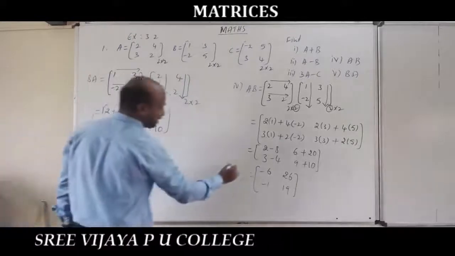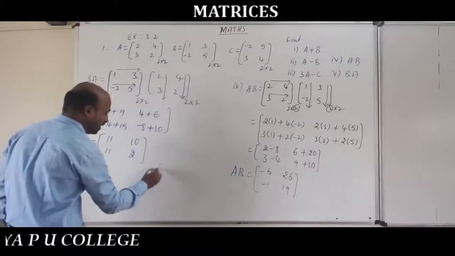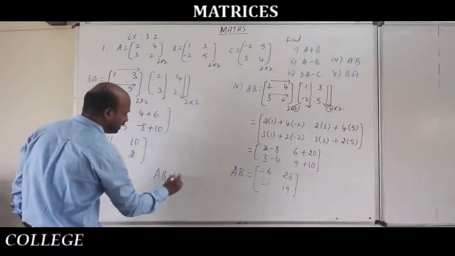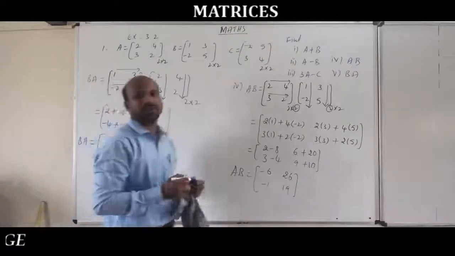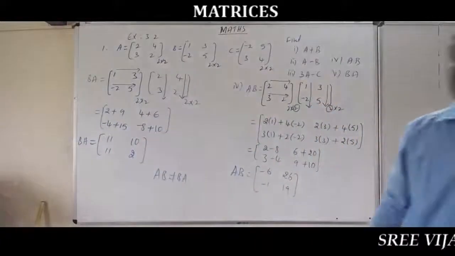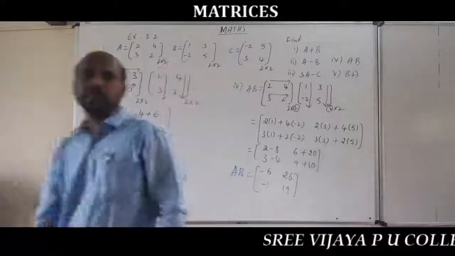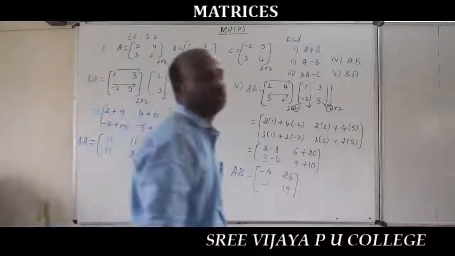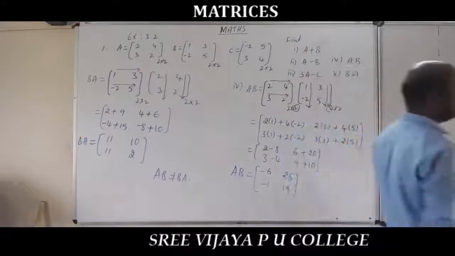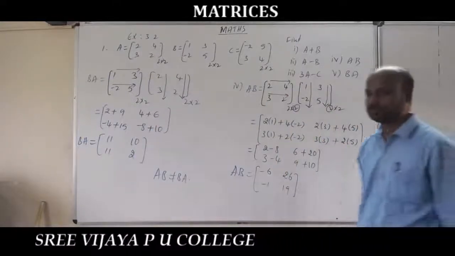And this is the matrix AB. See, AB and BA are different. Clearly, A into B is not equal to B into A. So matrix multiplication is not commutative. This is one of the proofs. Matrix multiplication is not commutative. If A and B are diagonal matrices, AB equals BA.